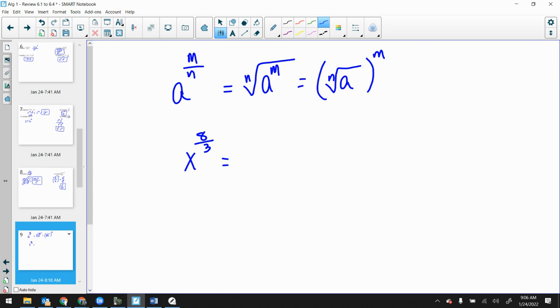For example, I'm going to be asking you to do this. Reduce x to the 8/3 power. That means the third root of x raised to the 8th power. That's a completely acceptable answer. Or x to the 8th power, and then take the third root of that. That's a completely acceptable answer.